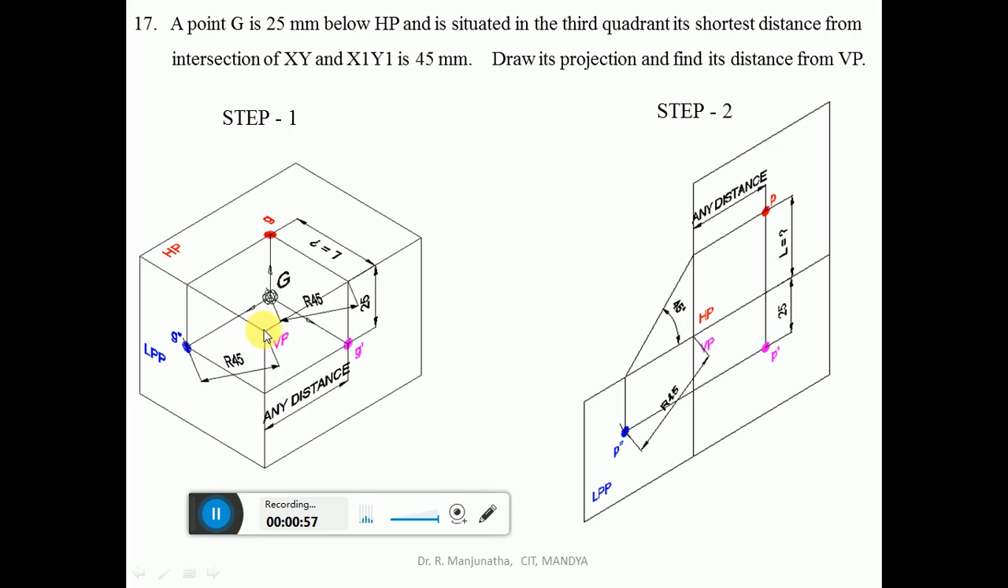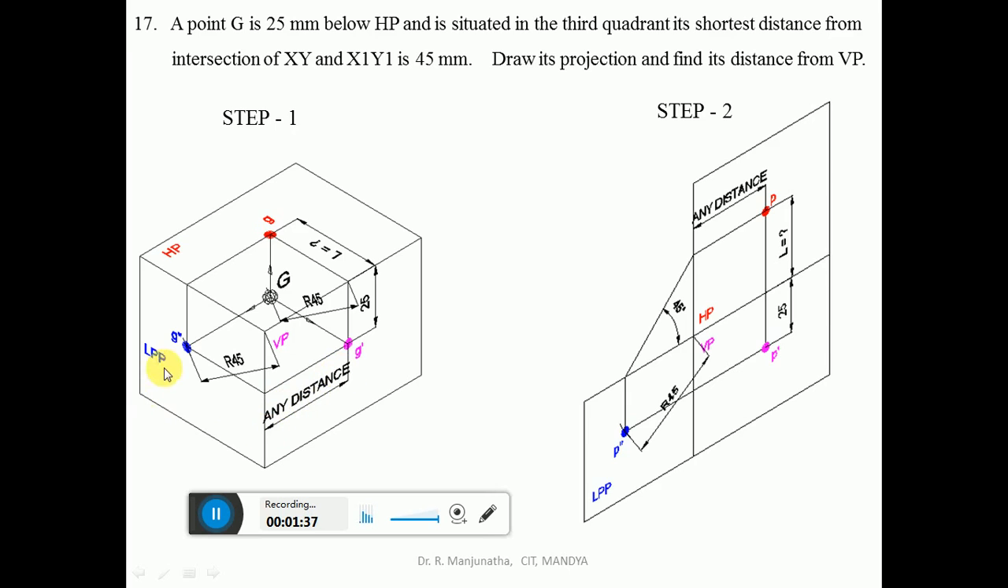Because this is the xy line, and also the x1y1 line, its shortest distance will be from here to here. So this is the distance. So draw the projections and find its distance from VP. When you are looking from the front view, the distance below HP, which can be seen here, will be 25 mm. When it is projected, it will be seen on the vertical plane. The distance from this point to this, that is behind LPP, is not known. He has not given any distance, so you can take whatever distance you want. That is the reason why we have written here that it is any distance.